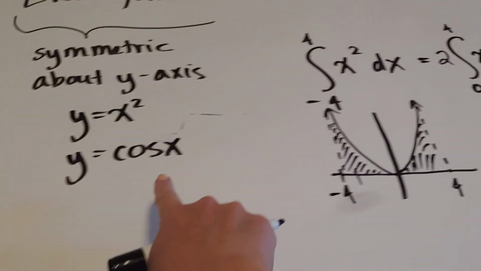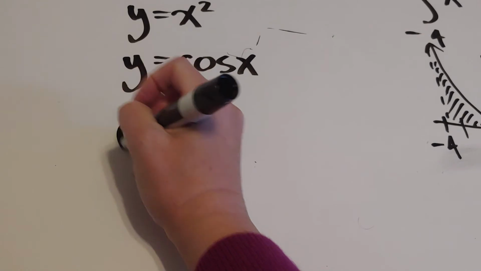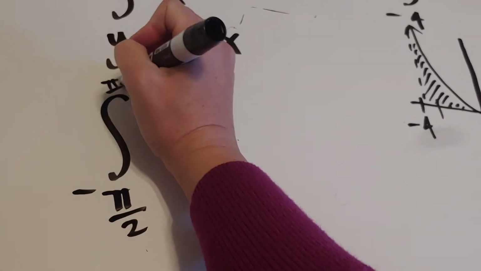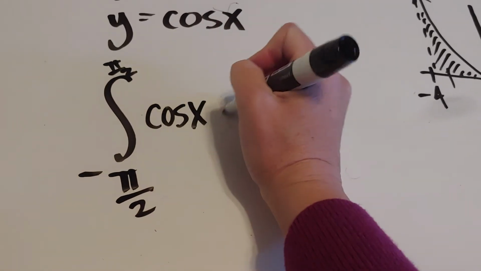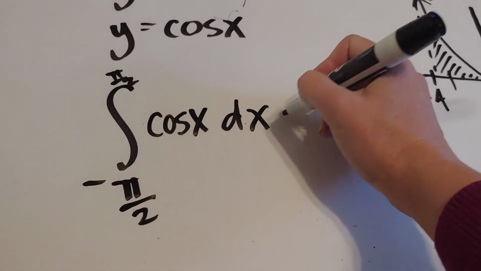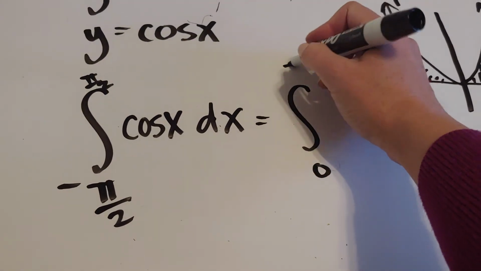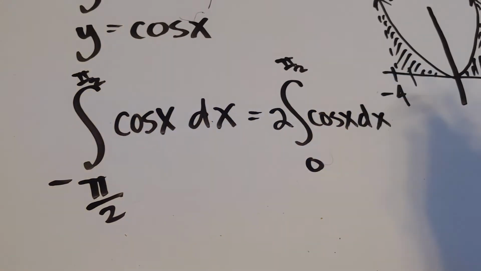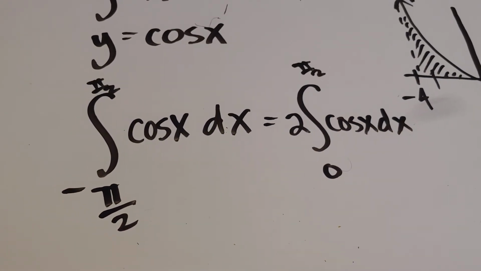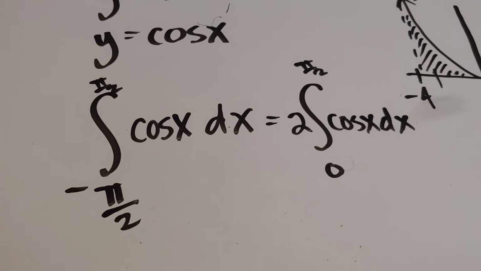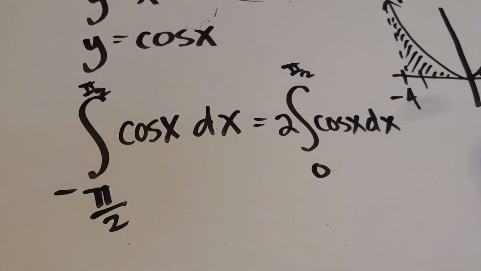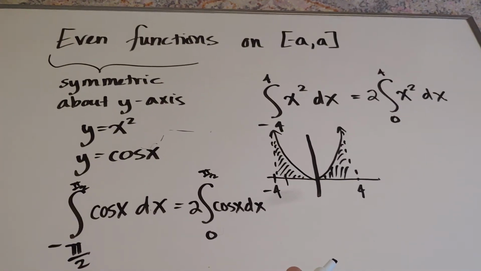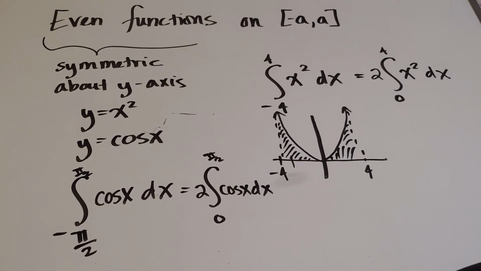And like I said, this also works for cosine. So if you were going to find the integral from -pi halves to pi halves of cosine x, what you could do is just find the integral from 0 to pi halves, double it, and that would get you the same region. And again, you can always graph it to see that that would be the area just doubled. All right. So that is the secret for even functions. The next video, we'll look at odd.